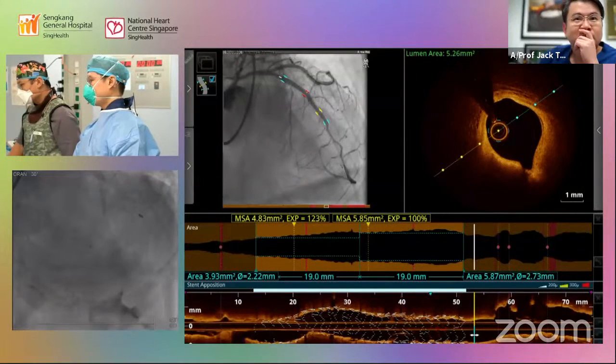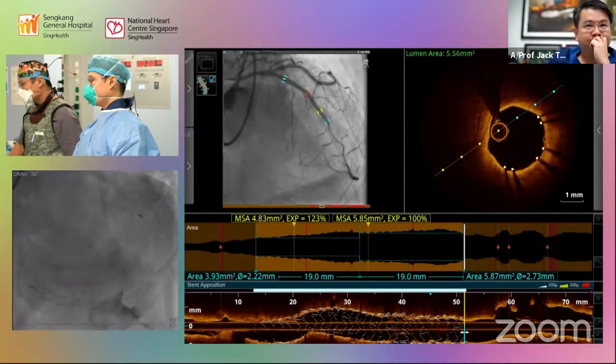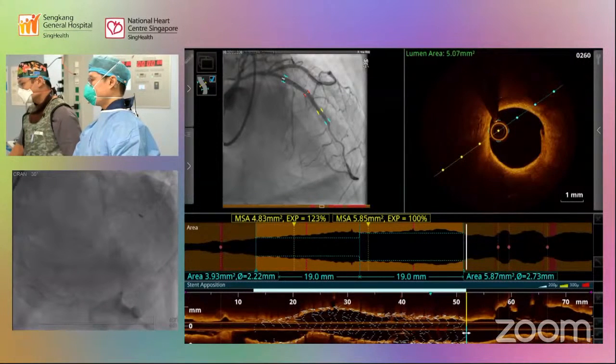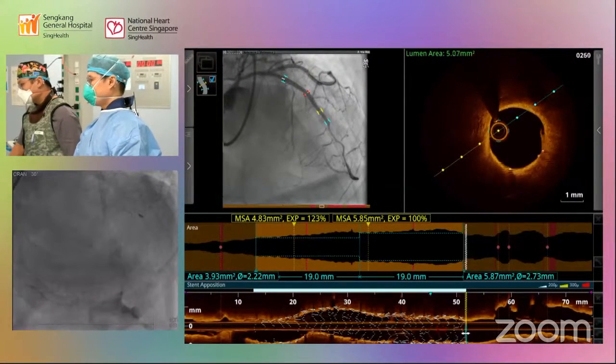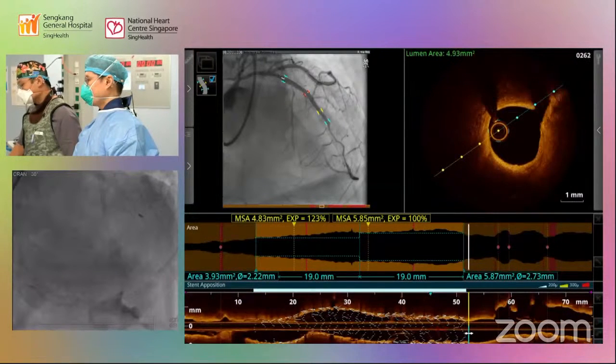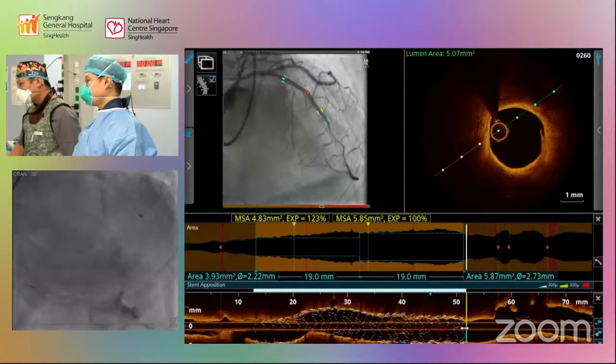So moving from proximal to distal, this is the proximal edge. So we're looking for the edges. Obviously, we want to look for dissection. So that's the first M, right? So a tiny, really tiny bit of dissection there, which is negligible. This is the kind of dissection you wouldn't see on IVUS and definitely cannot see on angio. So that's okay.